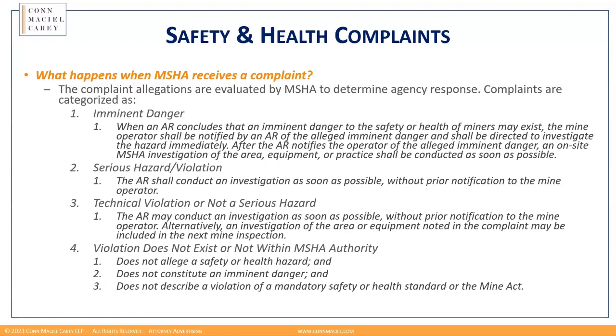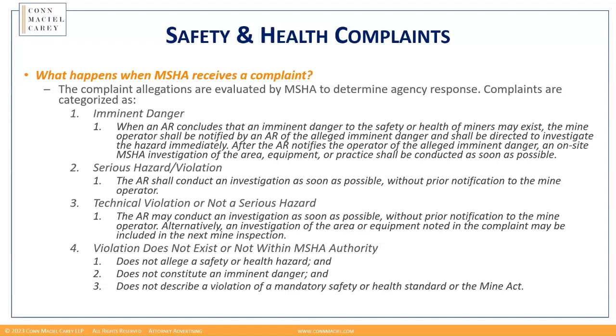So when MSHA gets these investigations or these complaints in the door, they're going to do an initial analysis or evaluation of what it is. And based off of that, they're going to change their response and their initial contact with the operator. So, if a miner is complaining or some complainant calls in and says there is an imminent danger at the mine because this is happening, I think it's an easy visual. So on these imminent danger ones, I usually go with someone working from heights without fall protection.